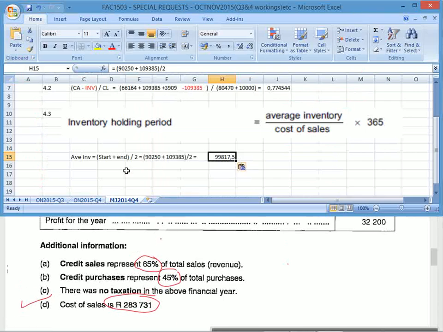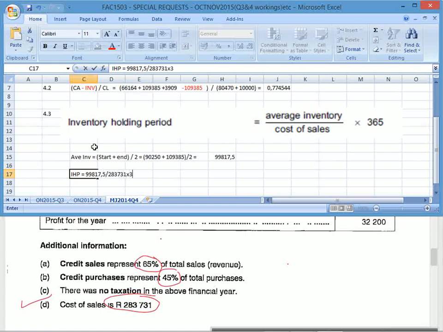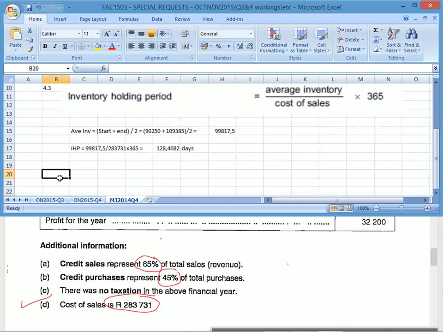Okay, so inventory holding period equals 99817.5 divided by 283731 times 365 equals 128 days. Happy? Okay, good.